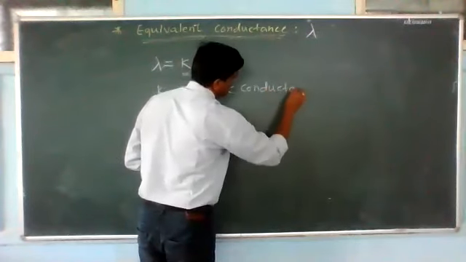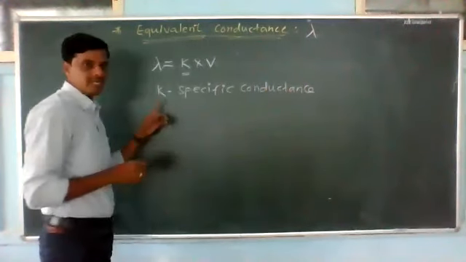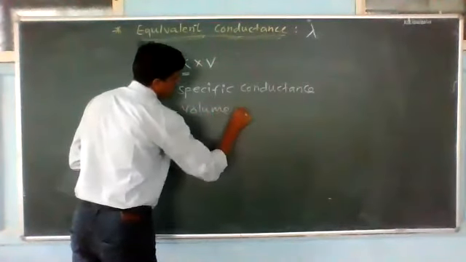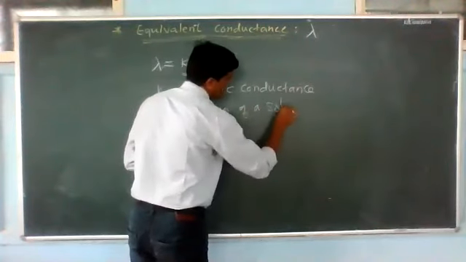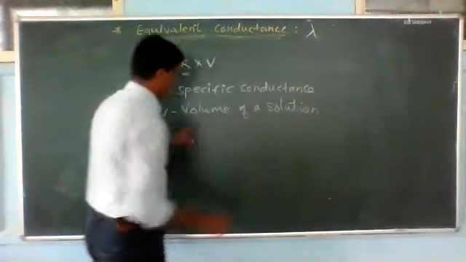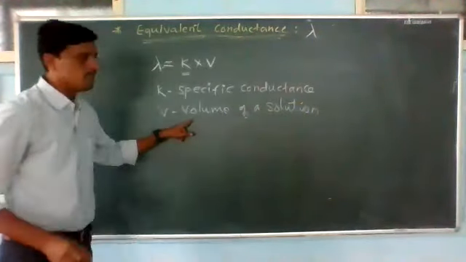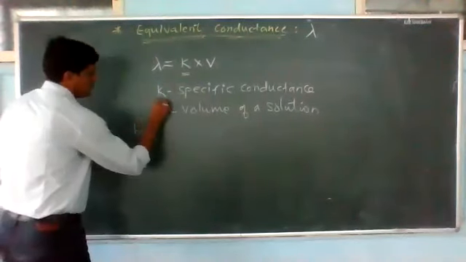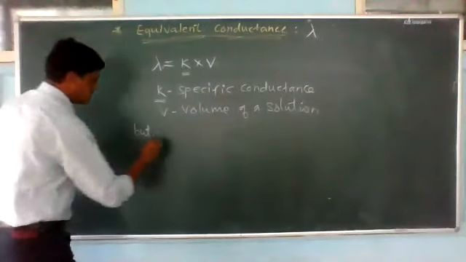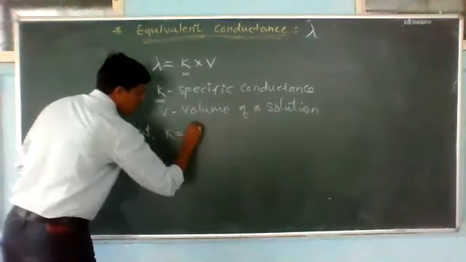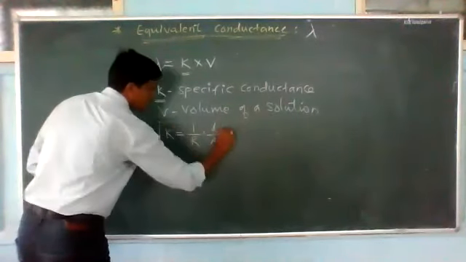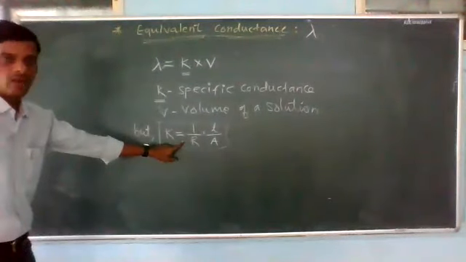Specific conductivity or conductance of a solution, and V is the volume of the solution, the total volume of a solution in which 1 gram equivalent is present. But we know that K is the specific conductivity, which is given as 1 upon R into L upon A. In the previous lecture, we have derived this equation.